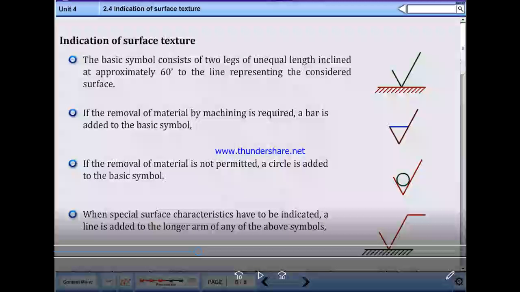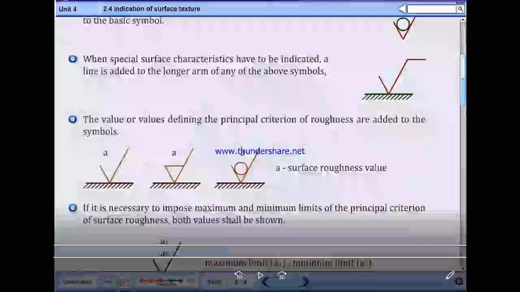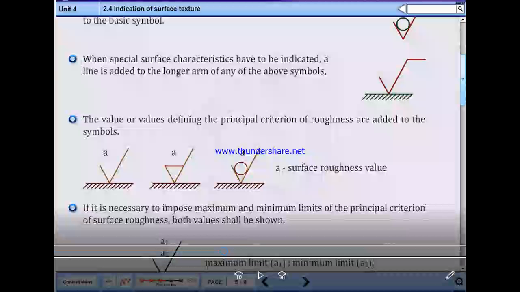When special surface characteristics have to be indicated, a line is added to the longer arm of any of the above symbols. The value or values defining the principal criterion of roughness are added to the symbols like this. Please note down, A is the surface roughness.